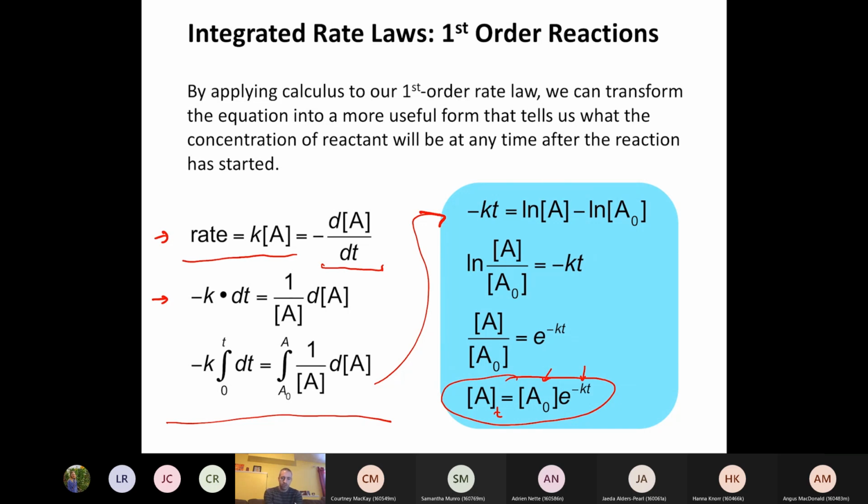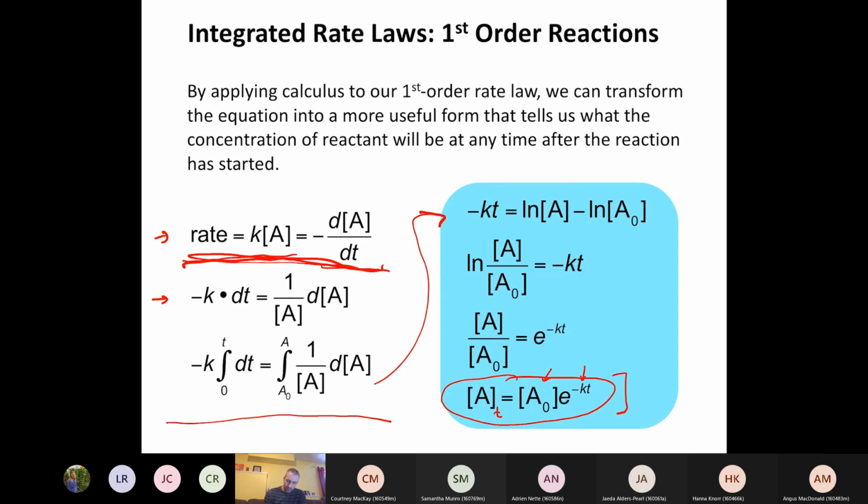So this is great for determining how much of your reaction will be completed after a certain amount of time. And this equation is just directly derived from what we've already learned so far, right in this first line, using just a little bit of calculus. So this is a very, very valuable equation. And notice it's an exponential decay function. So it's e raised to the power of minus kt.